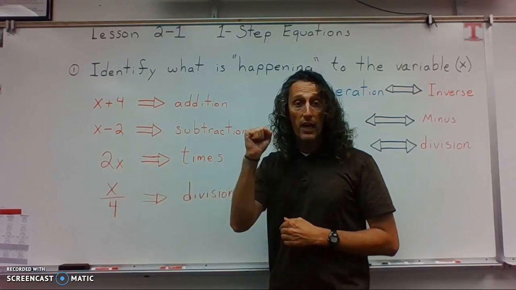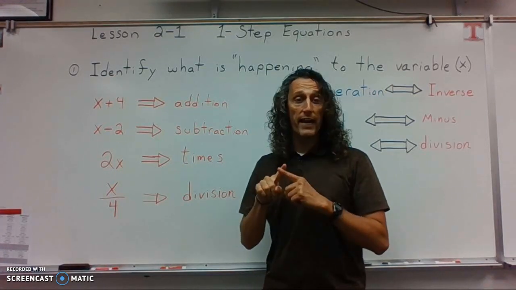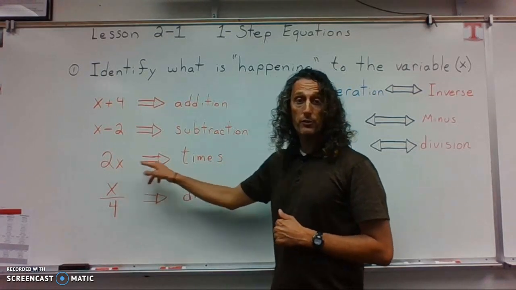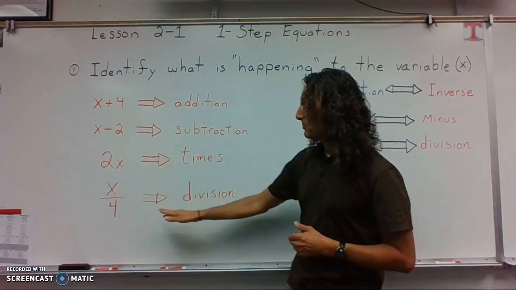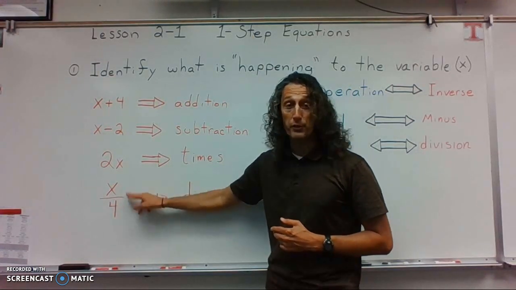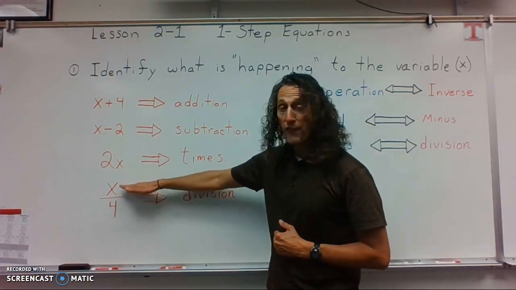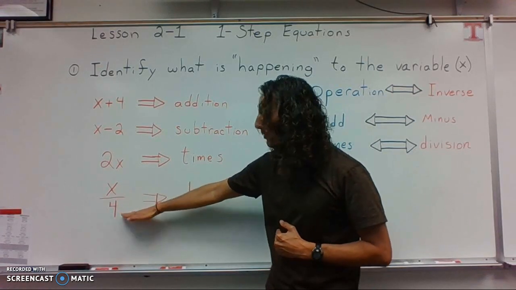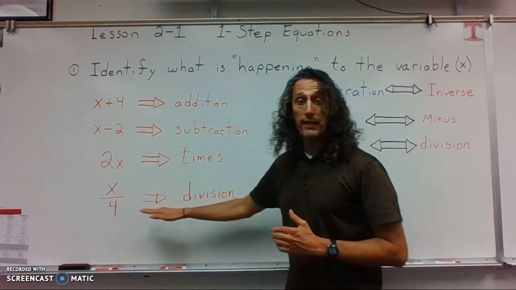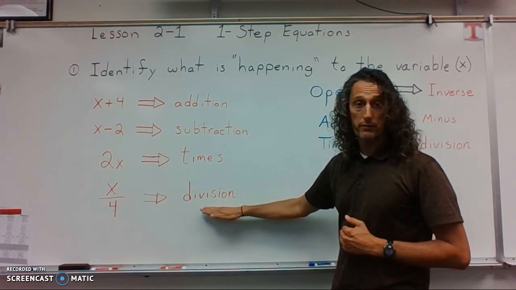We don't use the little dot. We don't use the little x to show times. We put the two objects close together. So that means times. And then here's the most difficult one for us. All right? And I'm sorry, you're going to just have to accept this. If you see a variable on the top and a number on the bottom, it looks like a fraction, but it actually means division. All right?